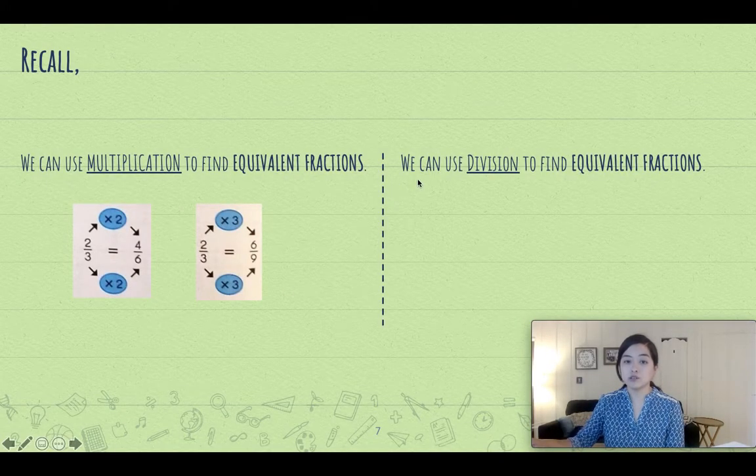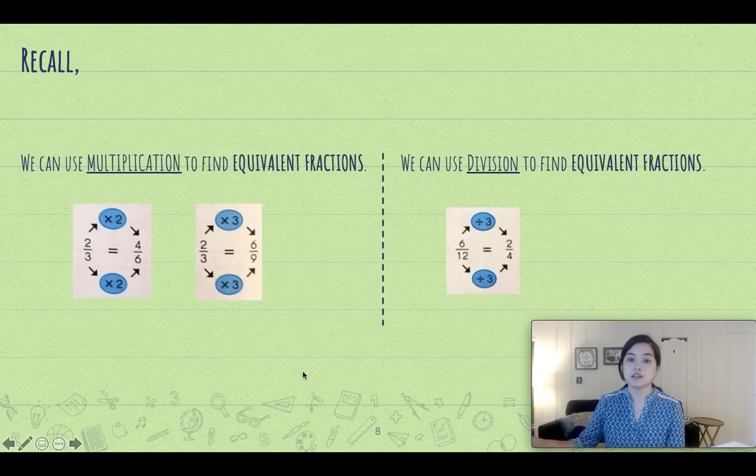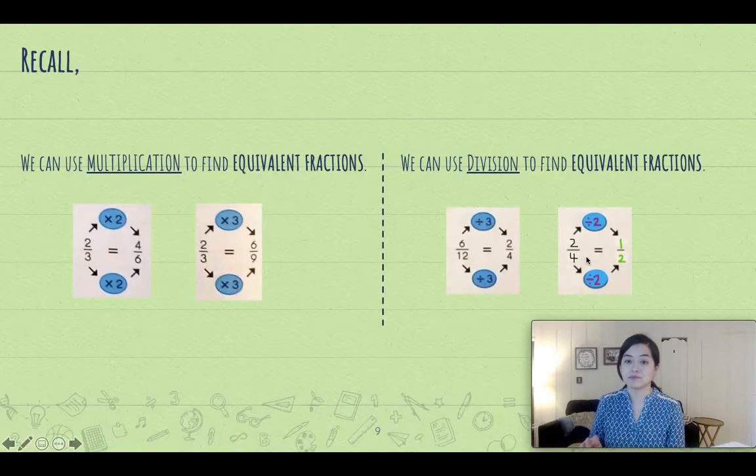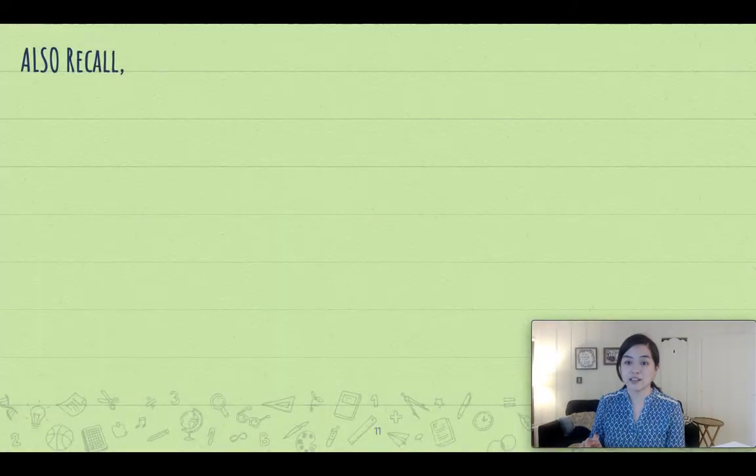We can also use division to find equivalent fractions. If I want to find an equivalent fraction of 6/12 here, I can find a common factor to divide both 6 and 12 by. So I can divide 6 by 3 and 12 by 3, and I get 2/4. Okay, I'm going to just skip ahead because other ones I went over yesterday.